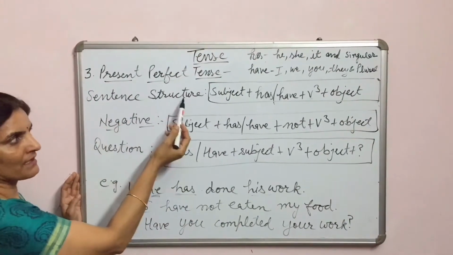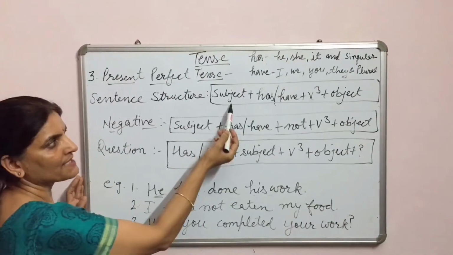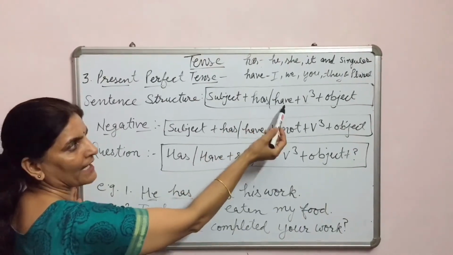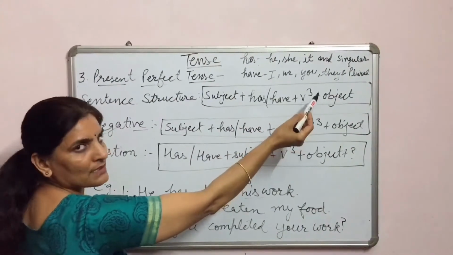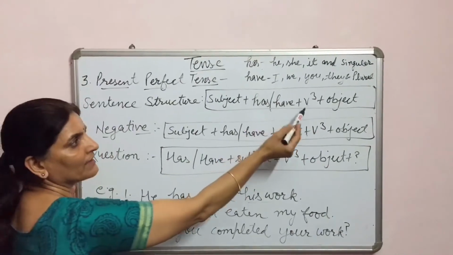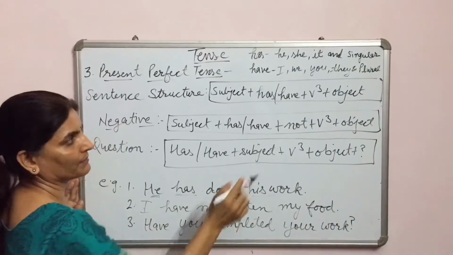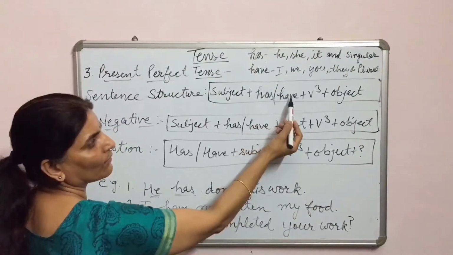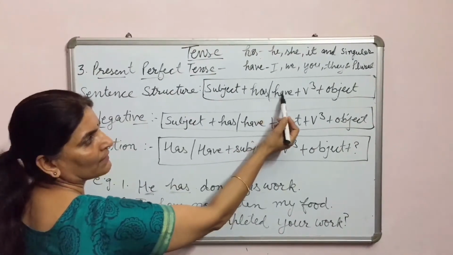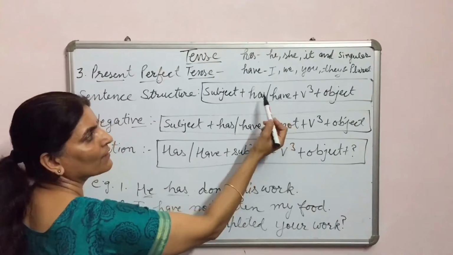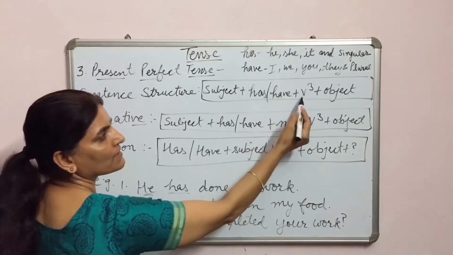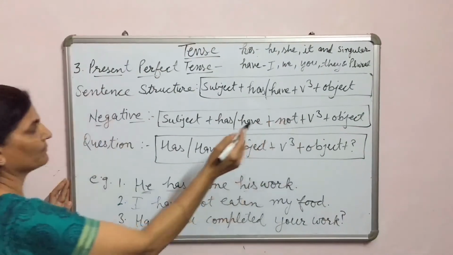See the sentence structure of this tense. Subject plus has, have plus V3 plus object. V3 we can also say past participle form of the verb. With has or have we should always use the third form of the verb.